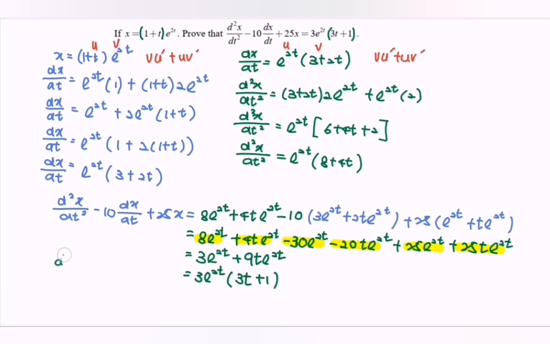So here we have the second derivative minus 10 multiplied by the first derivative, and then plus 25x. Then we have the right hand side, 3e^(2t) multiplied by (3t + 1). So refer to this part, and notice that we have already shown the situation.